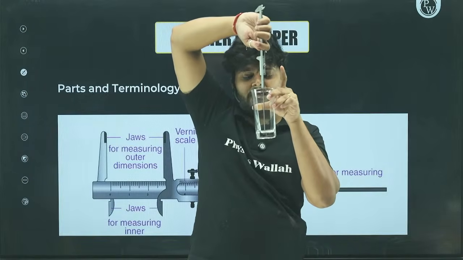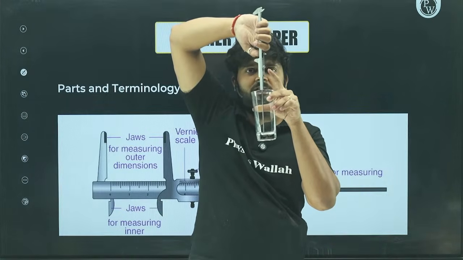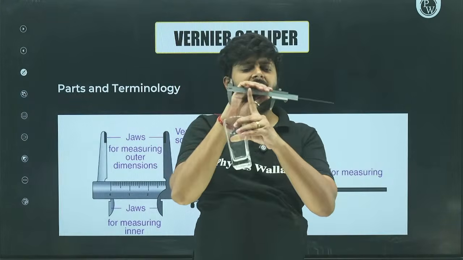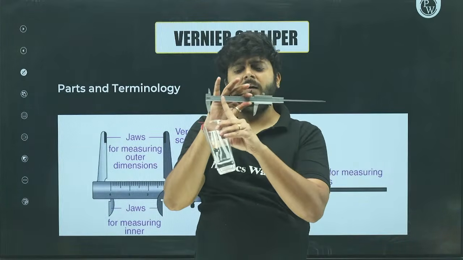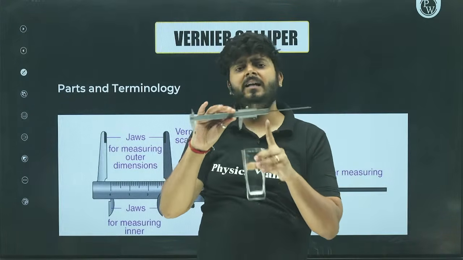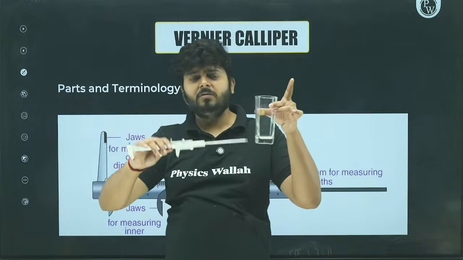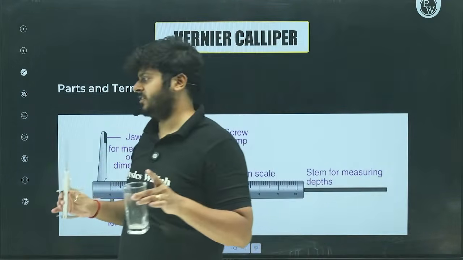Once you have measured the depth, you are touching the base of this thing. Once you're touching the base, you will take the main scale reading and the Vernier scale reading, put it in a formula that I'm going to show you, and you will get the depth in a very accurate fashion, right?